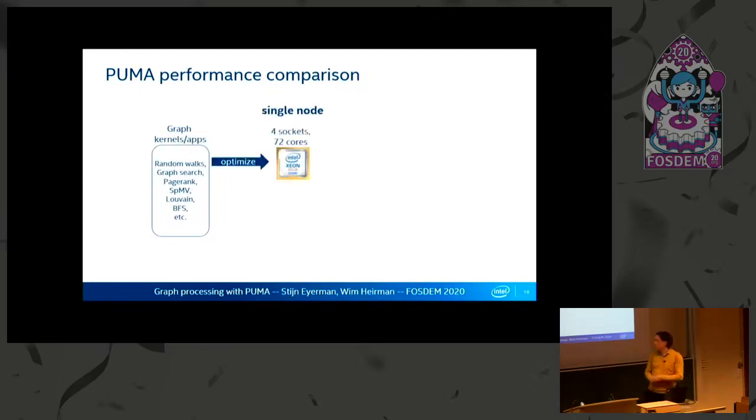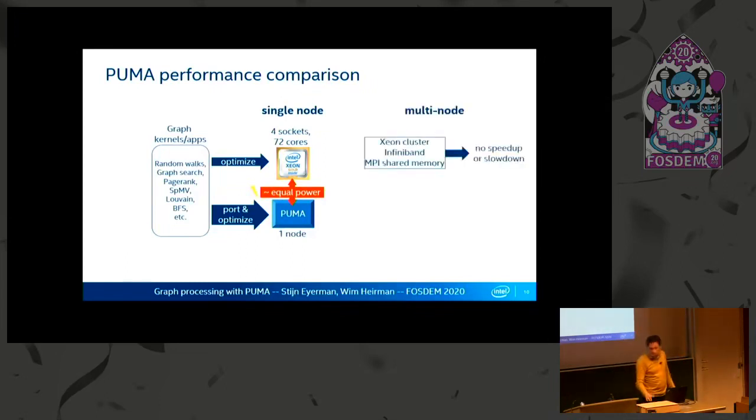We run them on a high-end Intel Xeon server with 4 sockets. We optimize them if needed, and we also ported and optimized these applications for PUMA. The initial estimates show that this high-end Xeon server with 4 sockets will approximately consume the same power as a PUMA node will consume in the future. So comparing their performance is also an energy efficiency comparison.